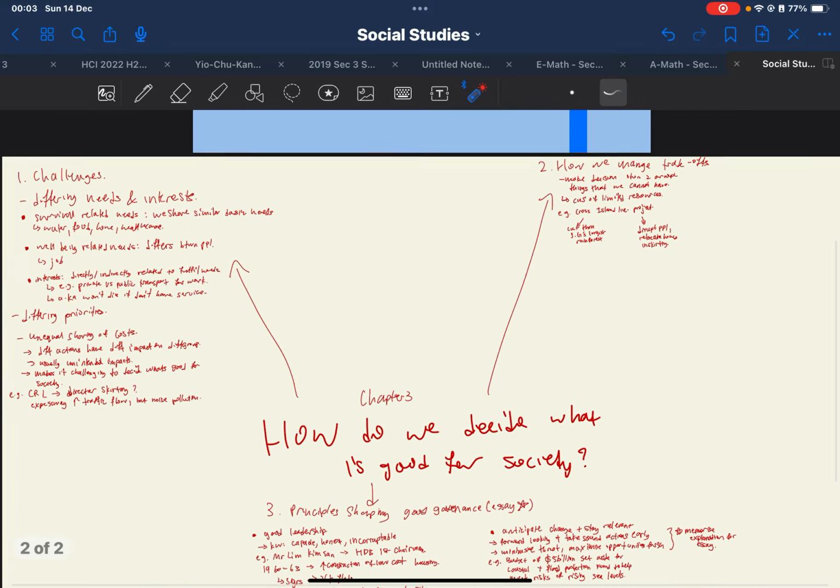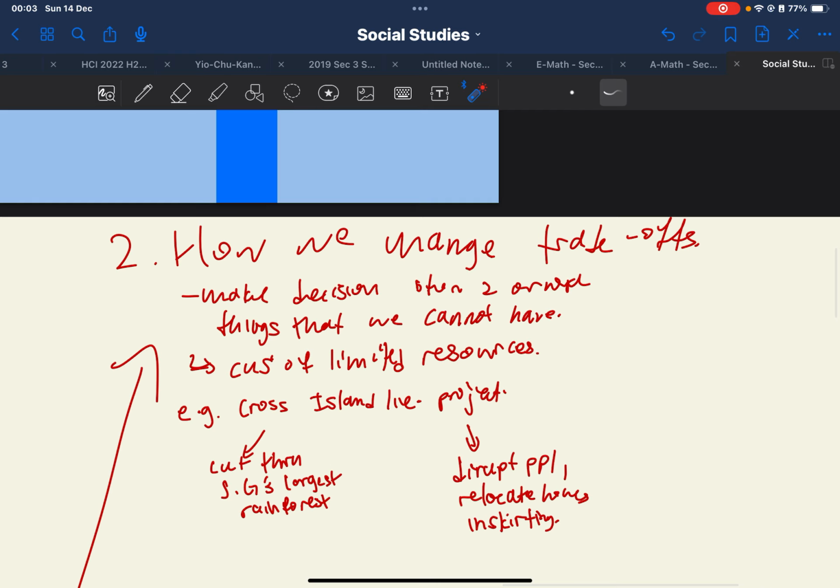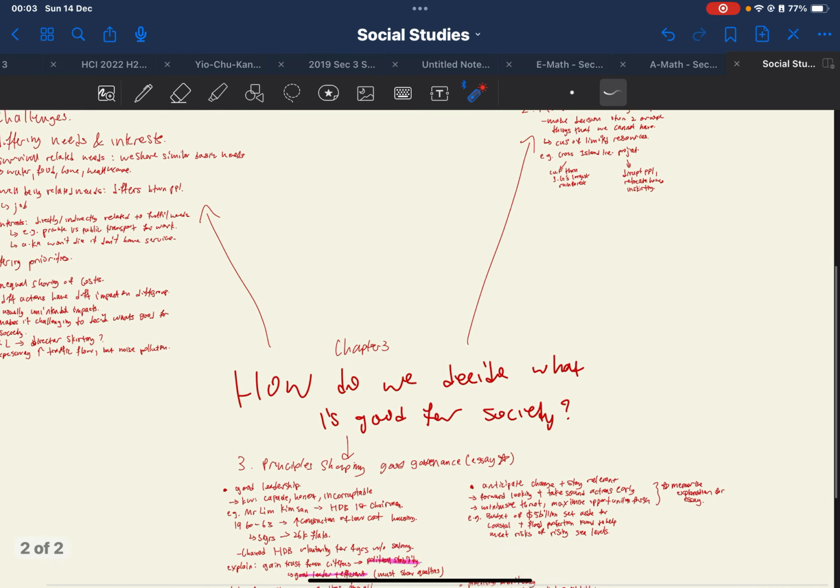Yeah. Next is, how do you manage this trade-off? How do you make a decision between two or more things that we cannot have because of limited resources? The Cross Island Line project is just another example. Okay, I mean it's the same example as just now.